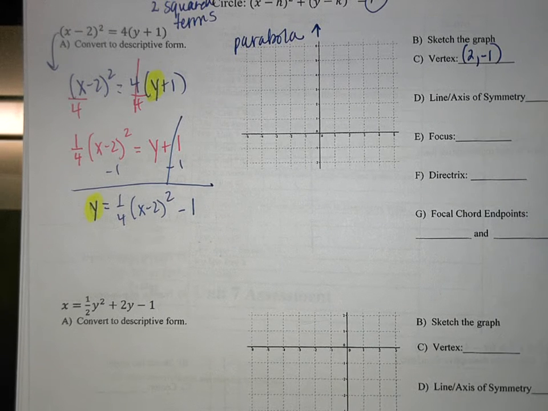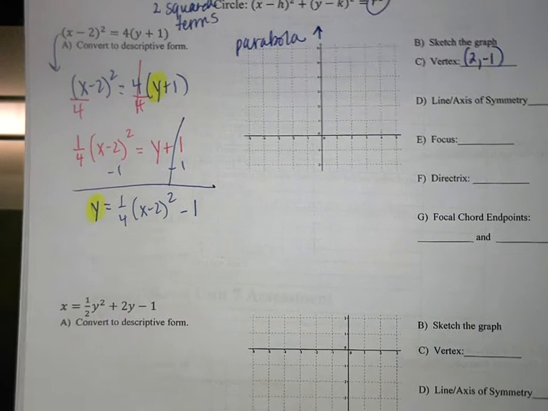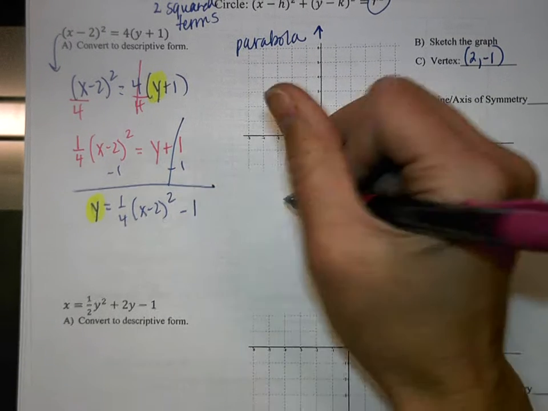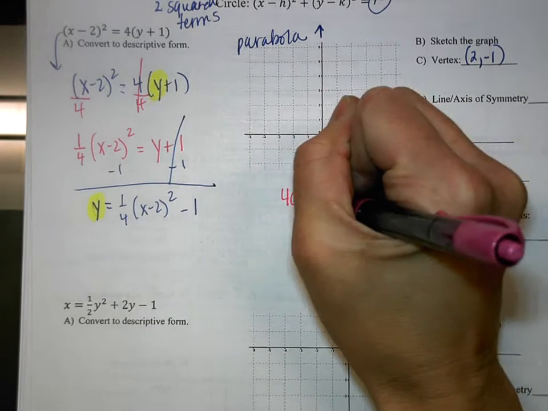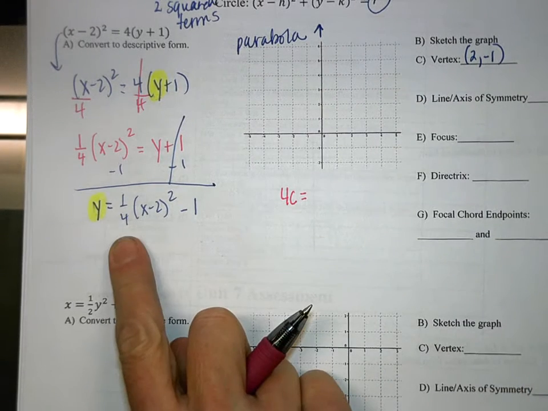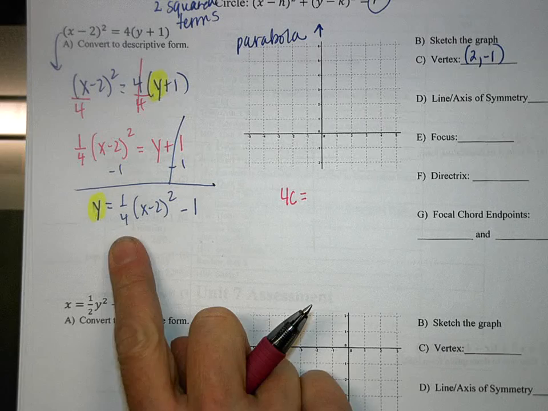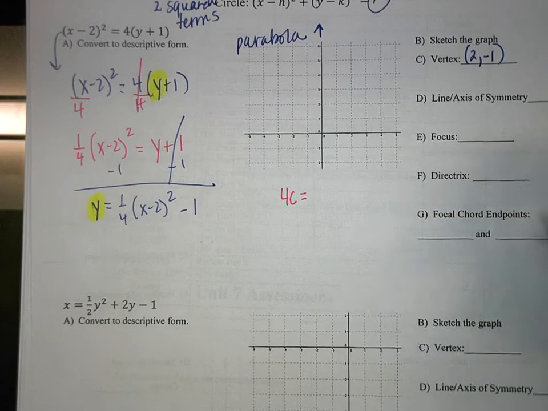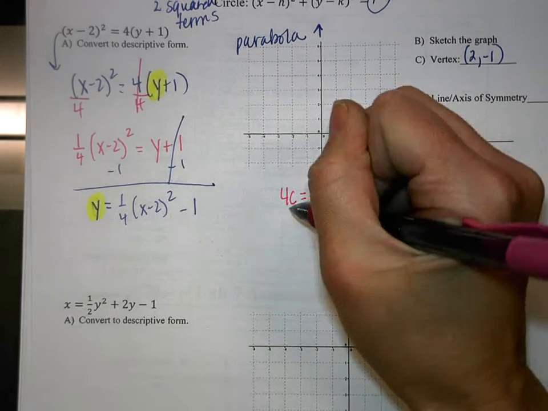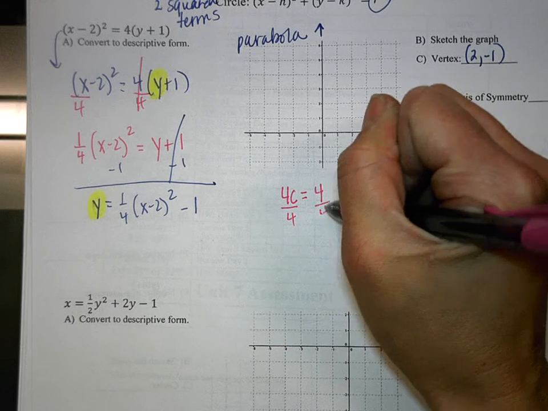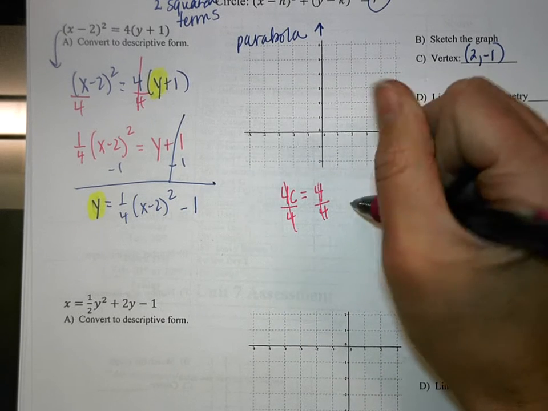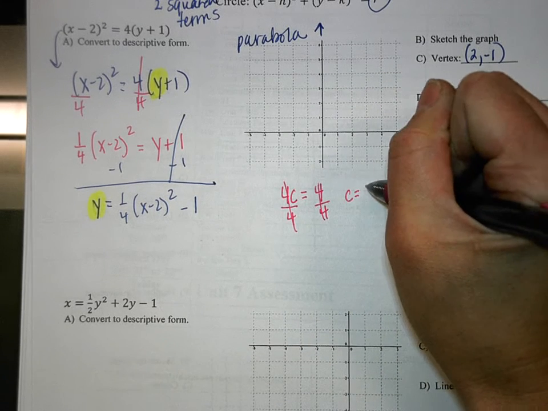Okay, what is my next step? Very good. You have to do the 4c equals the reciprocal of your a value. And so in this case, it'll be 4c equals what? 4. And we divide by 4 on both sides to get c by itself, and we find that c equals 1.